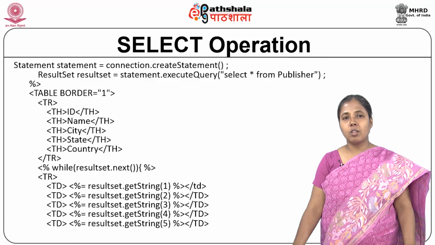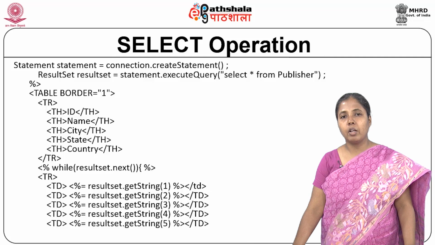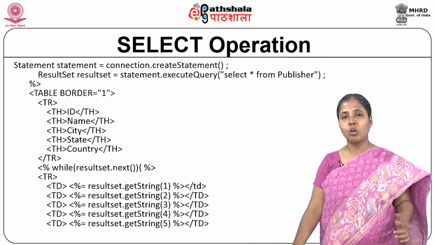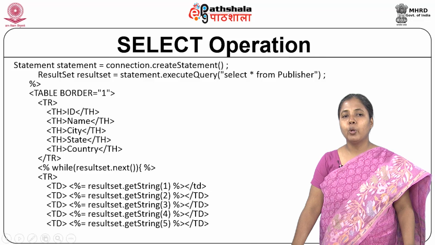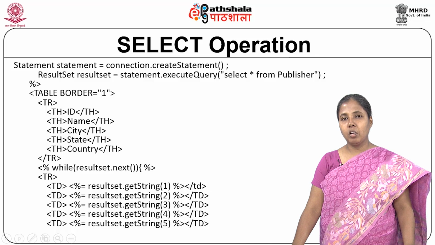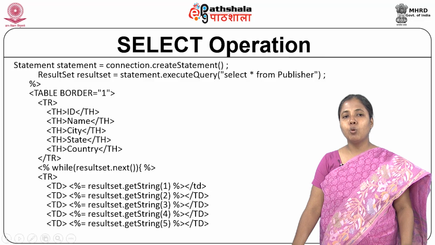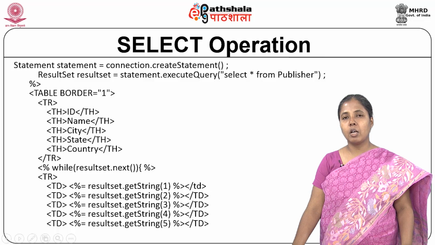Before processing the result set, the records that are retrieved have to be shown in the form of a table. So you can start writing your HTML code with the table creation. Your HTML table is created with the table tag. Then you open a new row, so use the tr tag, and you have given 5 columns: ID, name, city, state and then country. All these are heading tags.